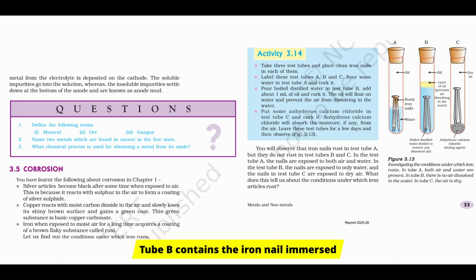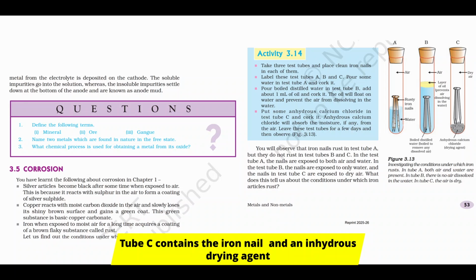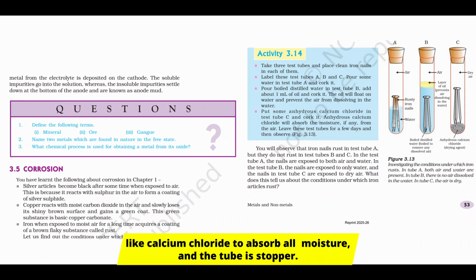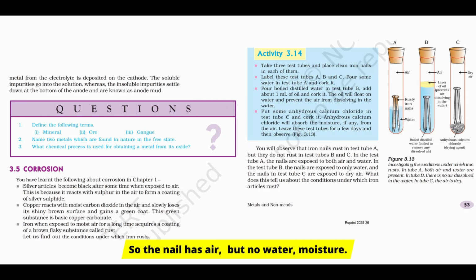Tube B contains the iron nail immersed in boiled distilled water to remove dissolved air, with a layer of oil floated on top to prevent fresh air from dissolving in. So the nail has water, but essentially no air. Tube C contains the iron nail and an anhydrous drying agent like calcium chloride to absorb all moisture, and the tube is stoppered. So the nail has air, but no water, no moisture.